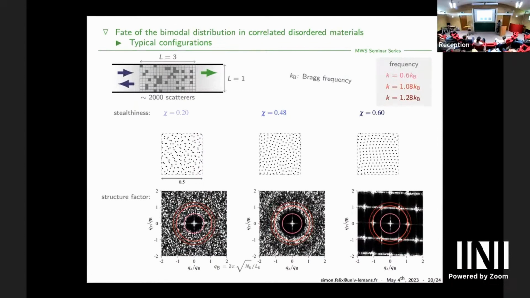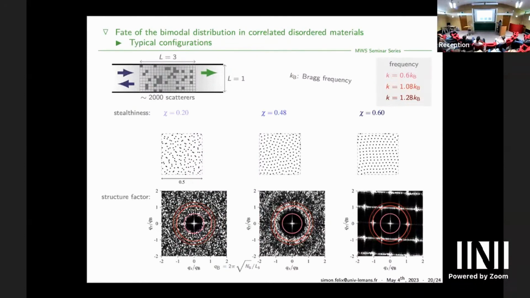And here, we are closer and closer to the situation of Bragg scattering. What we will see now is that we will put this system in a waveguide and send the wave in three situations.